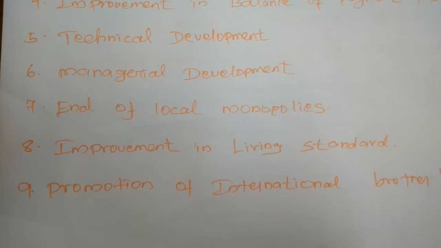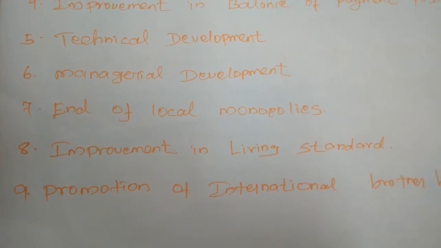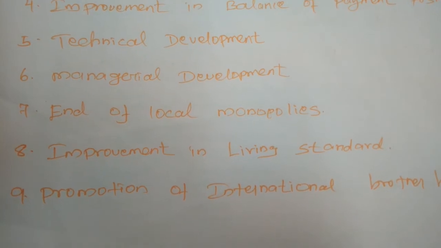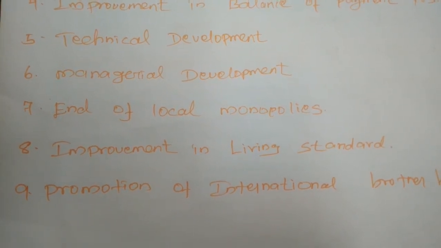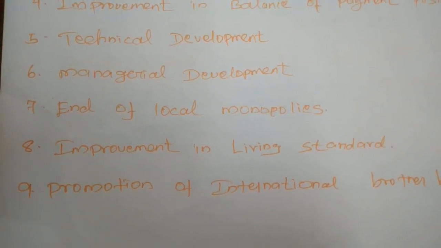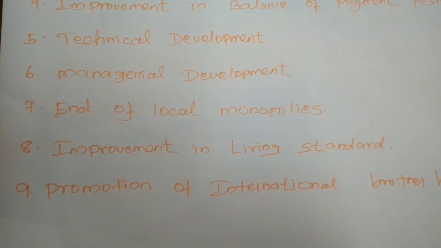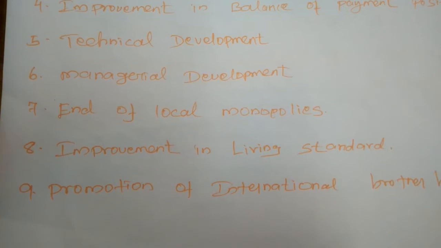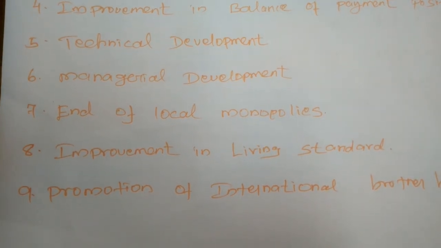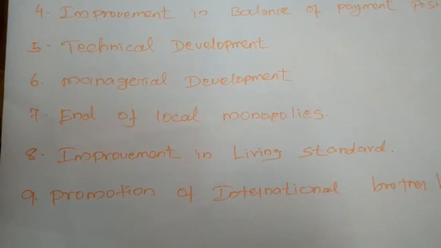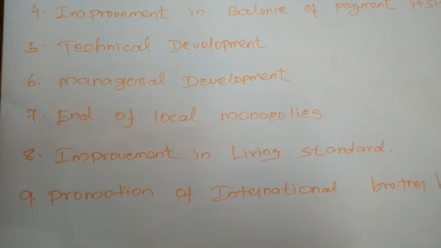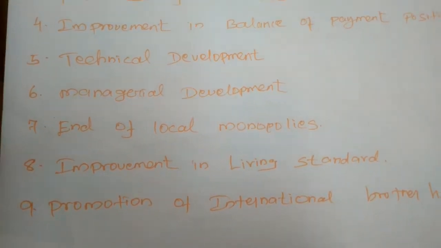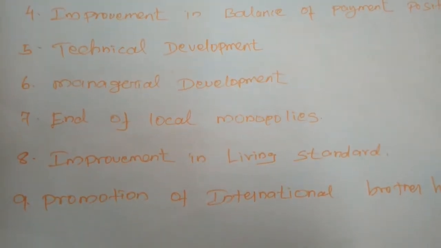But by way of the advantages of multinational companies, the local monopolies will come to an end, because the multinational companies are establishing their branches throughout the world. They are able to produce the same commodities as those produced by the monopolies, and they will fix a lower price than the price of the commodities produced by the monopolies.